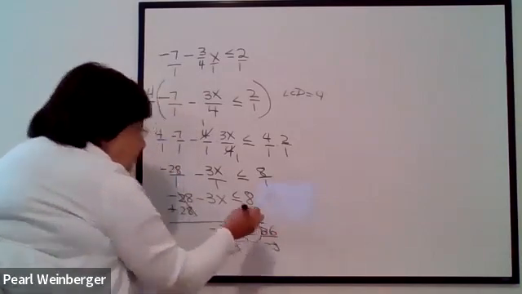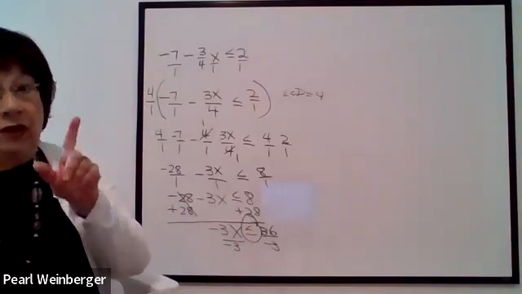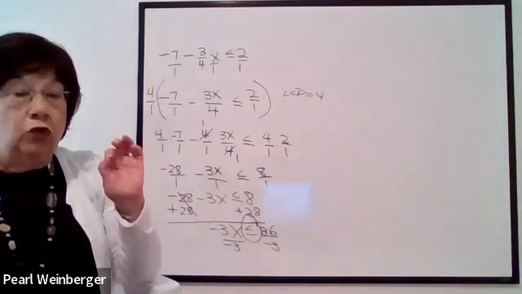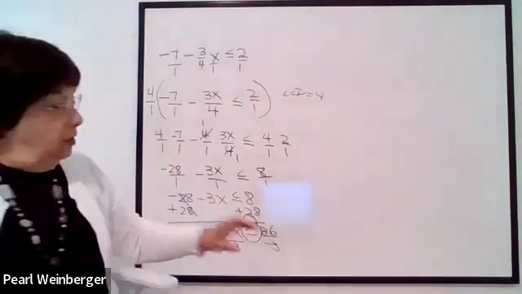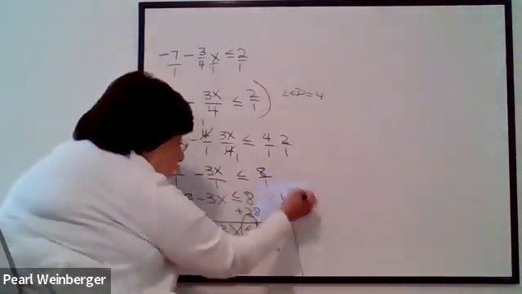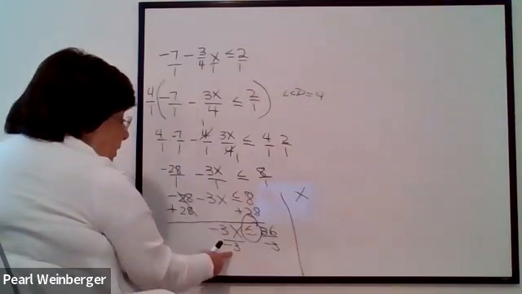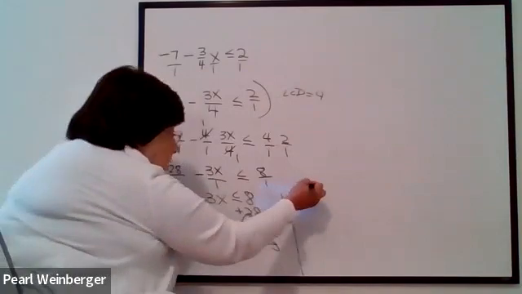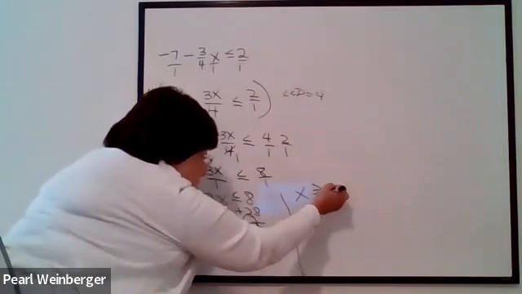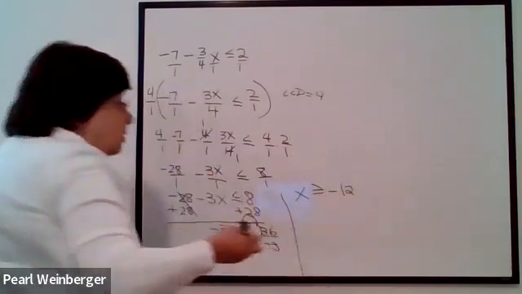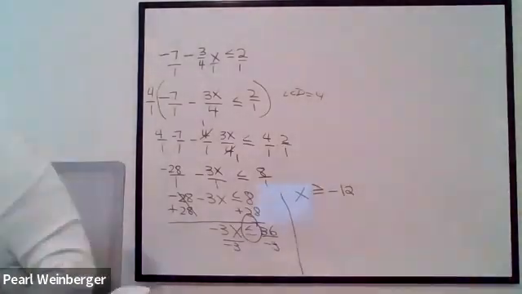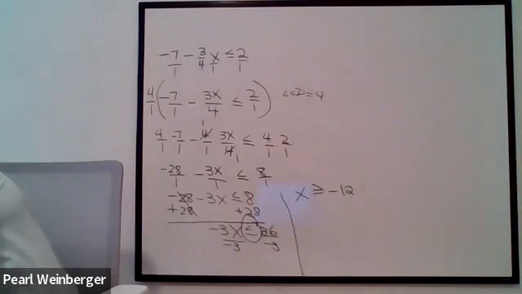Remember, when you have an inequality, anytime you're dividing by a negative number or multiplying by a negative number, the direction of the inequality switches. So we're now getting x, because -3x divided by -3 is x, greater than or equal to 36 divided by -3, which is -12. And our solution for this inequality is x is greater than or equal to -12.